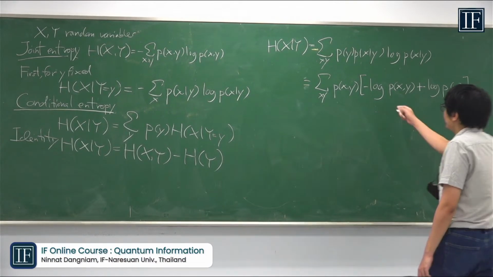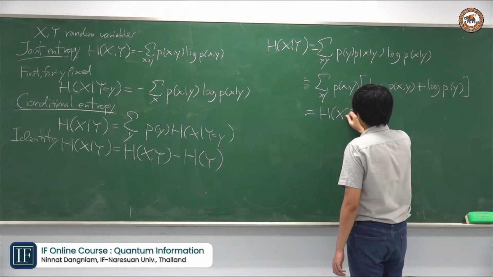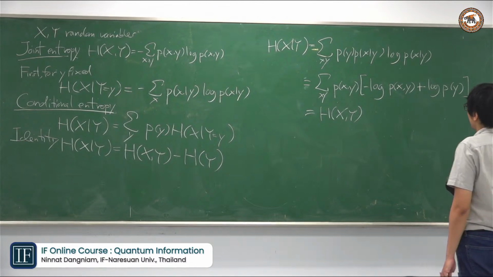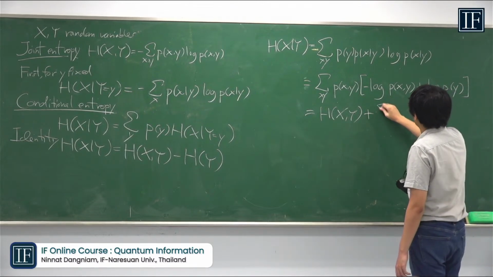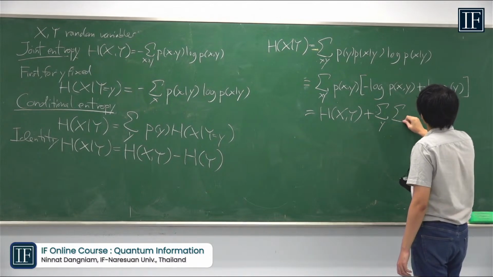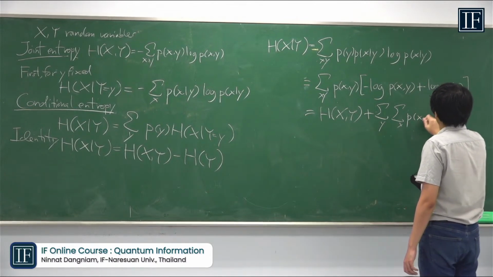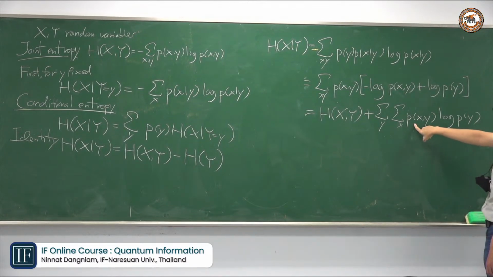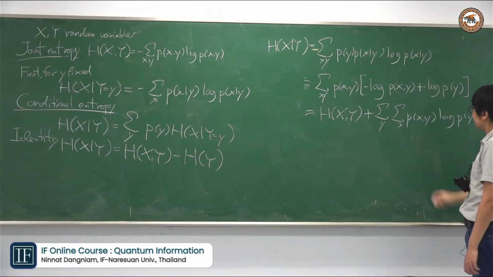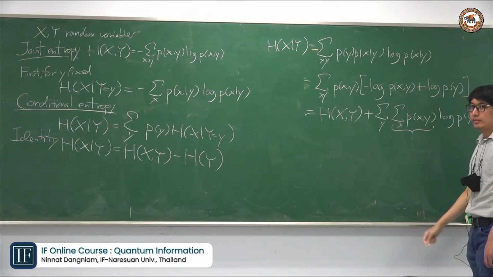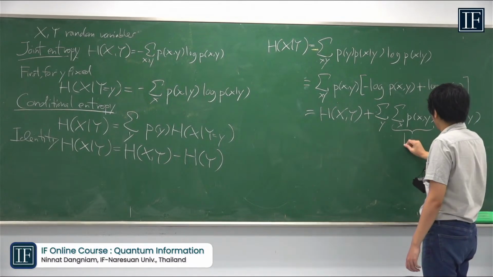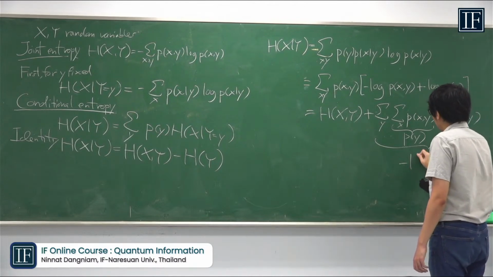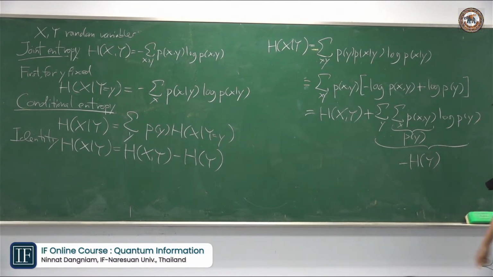For the first term, we already have the joint entropy, right? And then for the second term, I have a sum over y and then a sum over x. I write it this way, and then log of P of y. What is this? This is just the marginal, right? And therefore, this whole thing is the negative of the Shannon entropy.